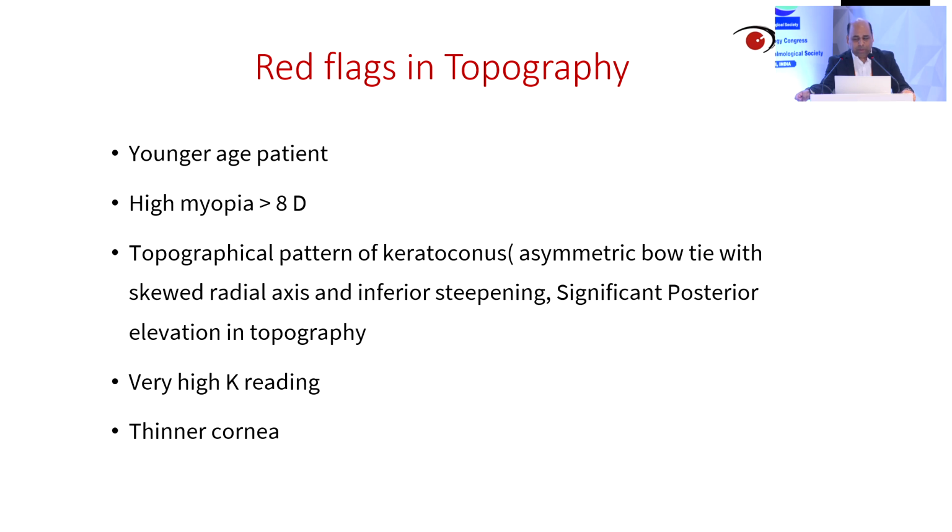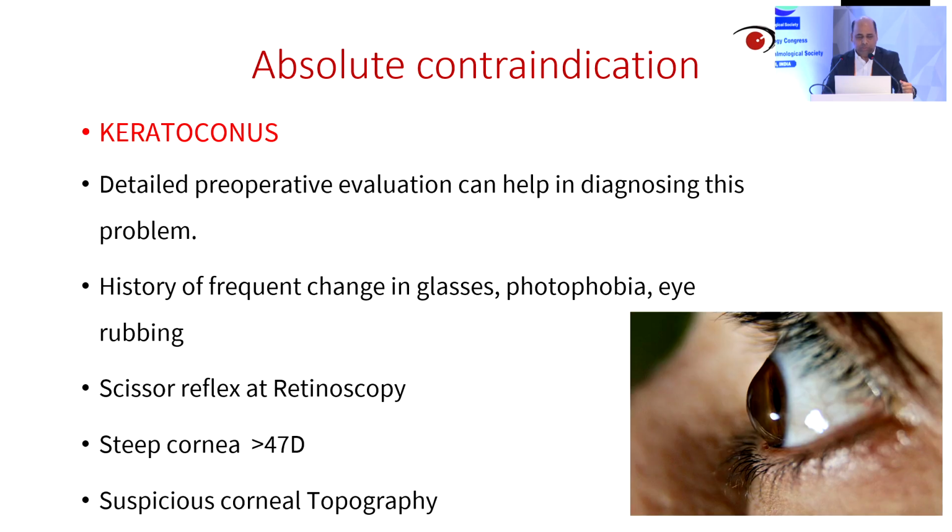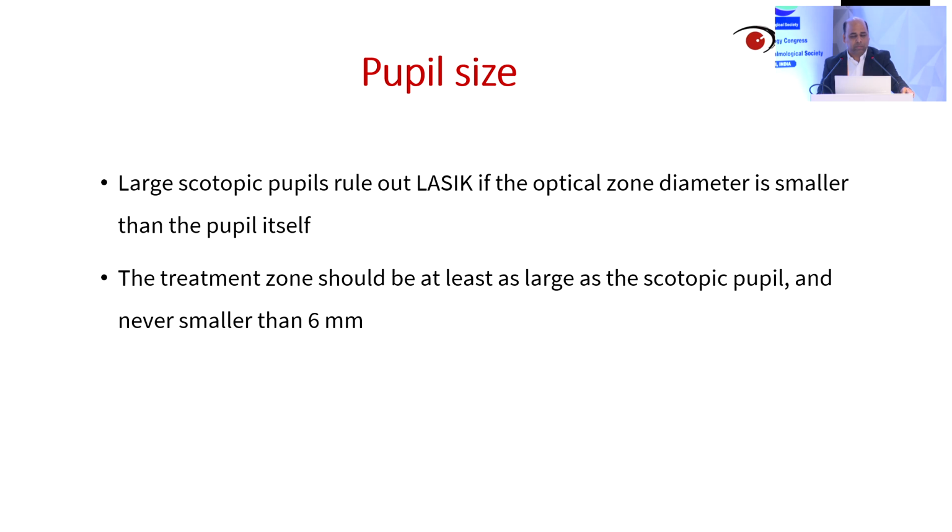Again, the topographic pattern: if you find any signs or red flags on the topography, always defer cornea-based procedures. Very steep corneas and thinner corneas, these 2 conditions are always associated with keratoconus. So we have to be very careful with these situations. Absolute contraindications: keratoconus, scissors reflex, very steep cornea of more than 47, suspicious topography.